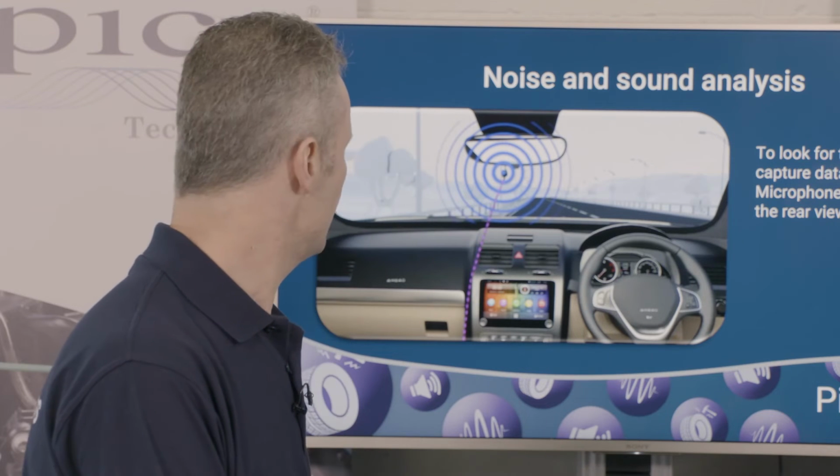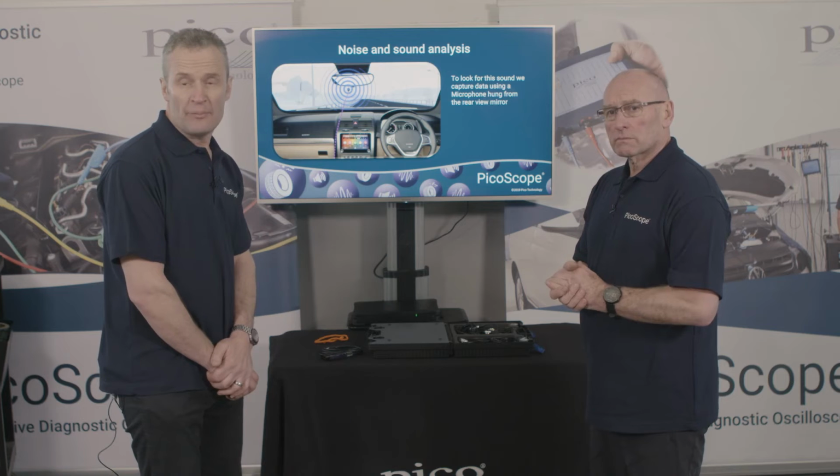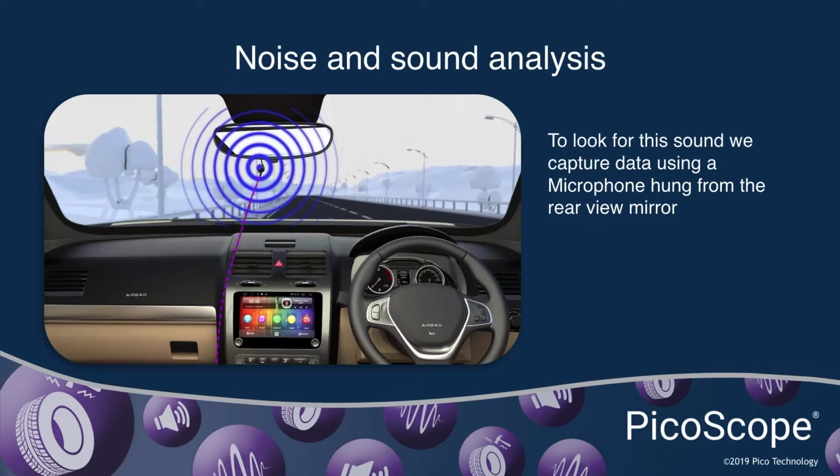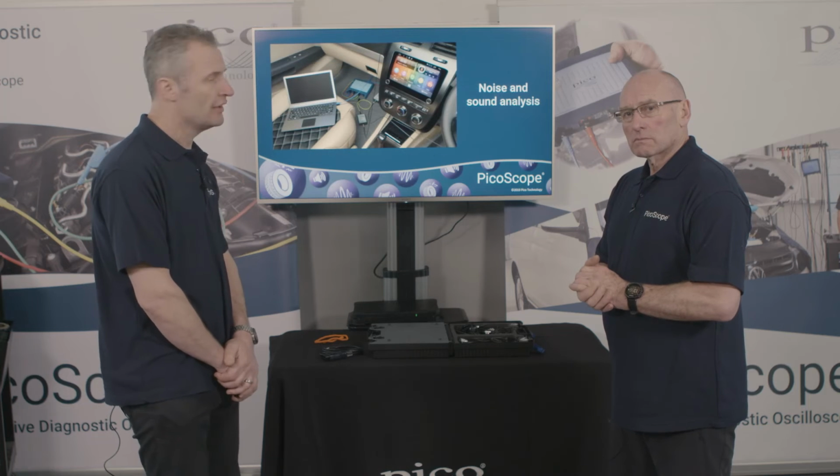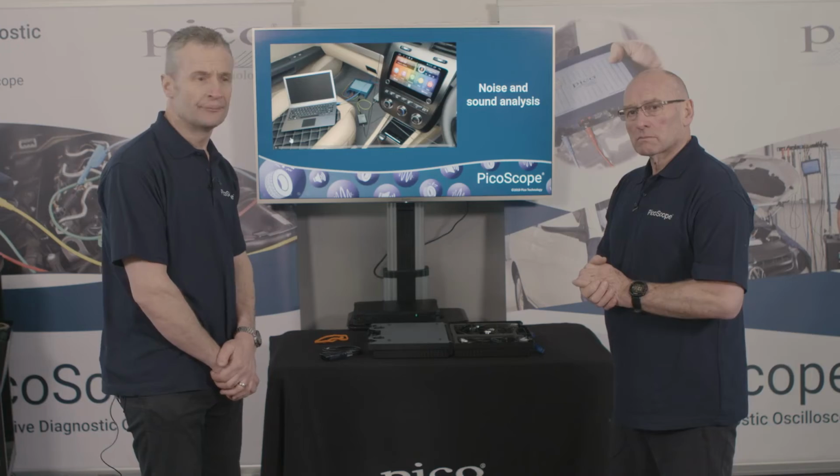So this is where, if it's a complaint of noise, then we should include the microphone. We can still use the accelerometer, but let's add the microphone and place that in the cabin, ideally next to the driver's ear if it is them who is complaining of the noise, or maybe the rear view mirror, because that will give us an overview of all the noises present in the cabin during the road test. So let's have a look at this animation.